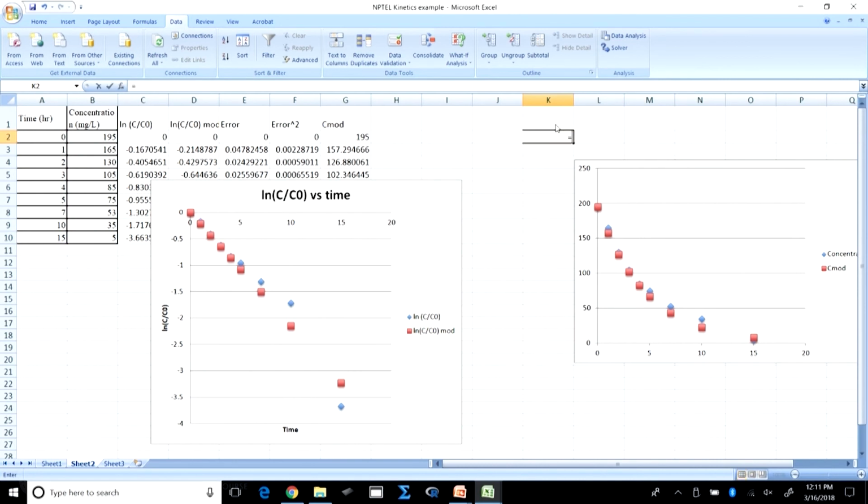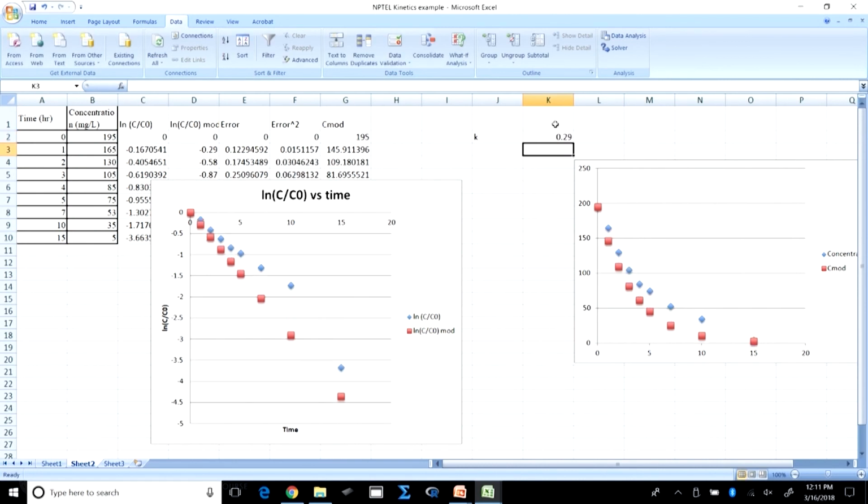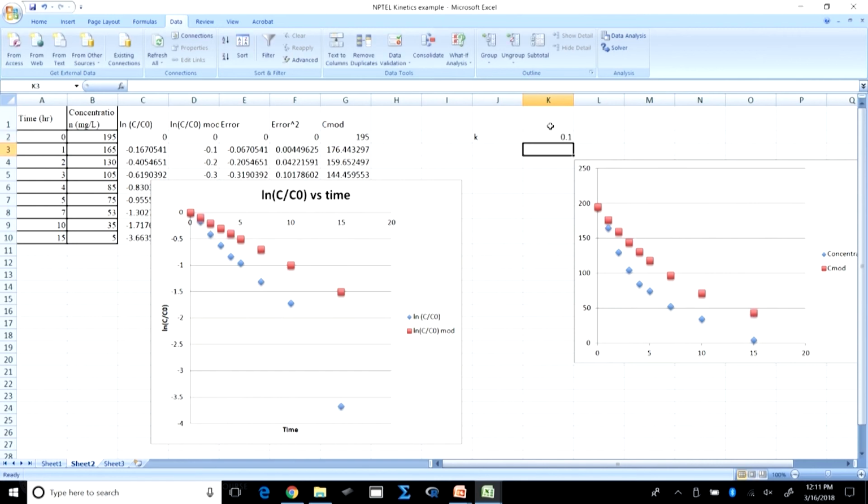Let us go with 0.29, and you see that there is deviation from the data. Let us go with 0.1, and again you see deviation from the experimental values, which is the blue value. So the true value of k would give you a model data set such that the sum of squared errors between the model data and the experimental data is going to be minimum.